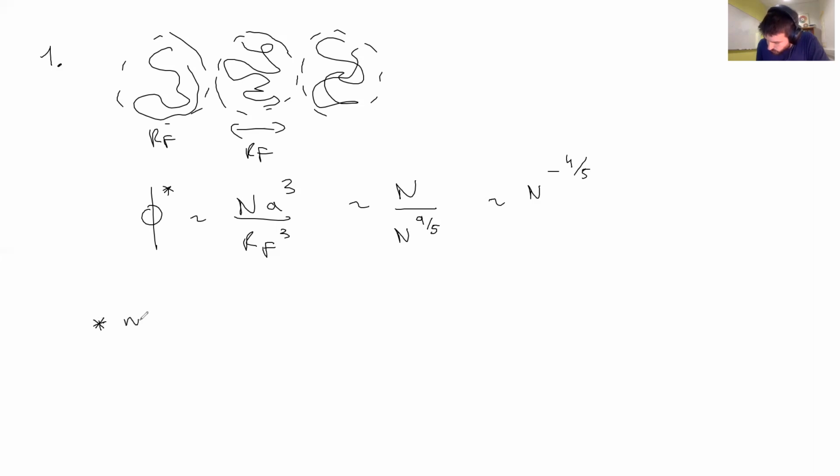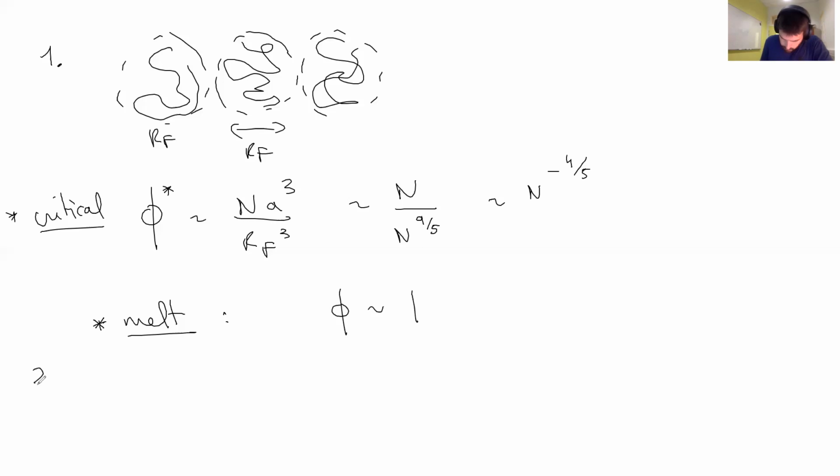You can also discuss the melt. Okay, so this is the critical one, the threshold between dilute and semi-dilute. And the melt is when phi is equal to 1. Then basically, you are full of monomers everywhere. There is no more solvent, so the volume fraction should be 1.